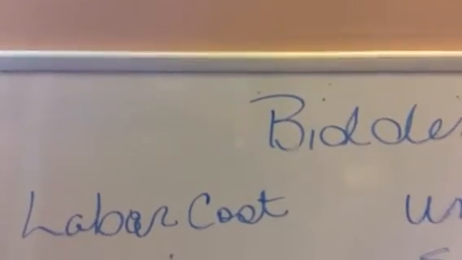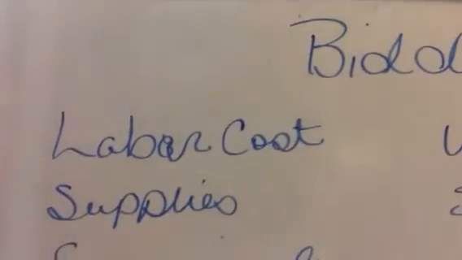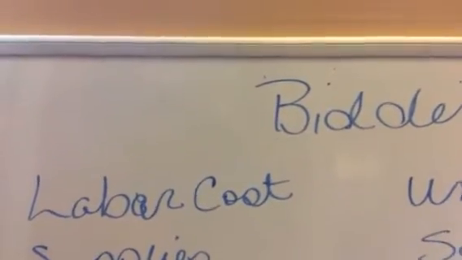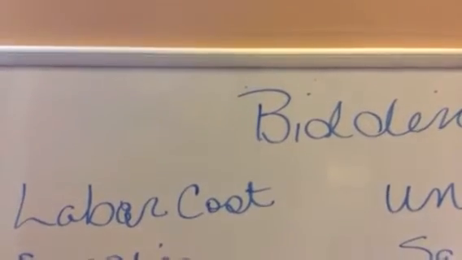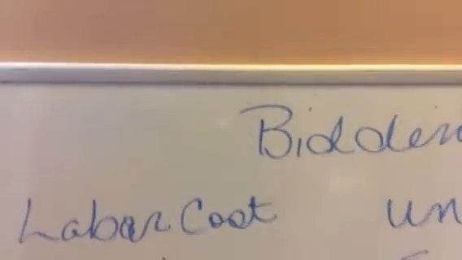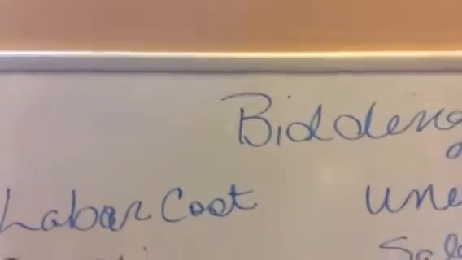Make sure that you do a percentage of each bid with your labor cost. I recommend that your labor costs not be more than, if at all possible, 50% of the total bid. So if the bid's $1,000, you don't want your labor cost to be over $500. That's a good measure to know what you have left to work with.